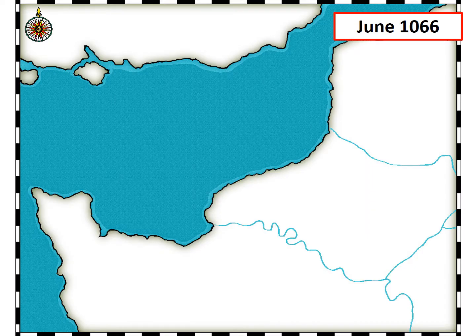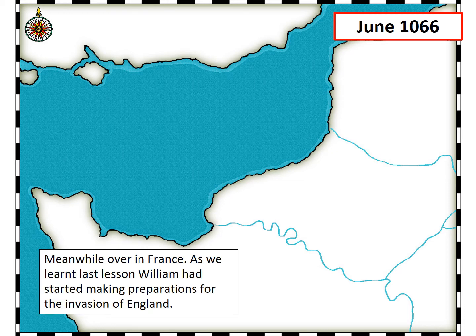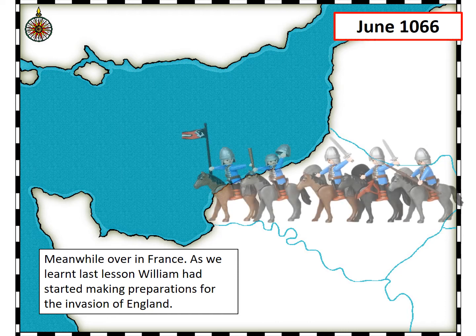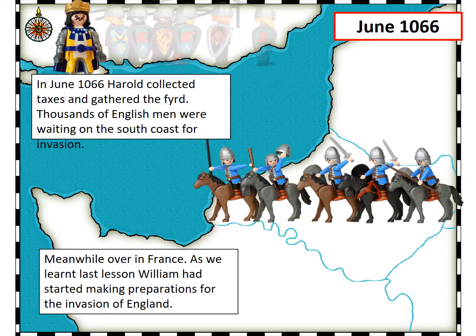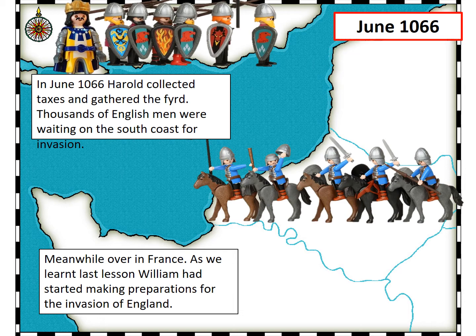Meanwhile, in June of 1066, over in Normandy, William starts making preparations for the invasion of England. And as we learned last lesson, or last video, the Normans, with their fancy horses and their chainmail and their stirrups, begin preparing to invade England. Over in England, Harold collects taxes and he gathers the Fyrd, the Anglo-Saxon army, and thousands of Englishmen wait on the south coast ready for the invasion of the Normans. But the invasion doesn't come.